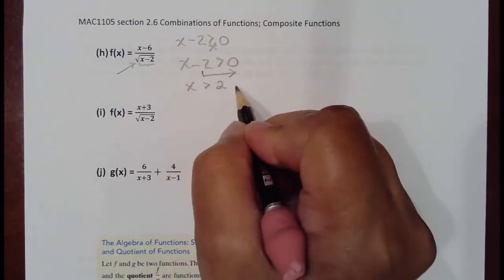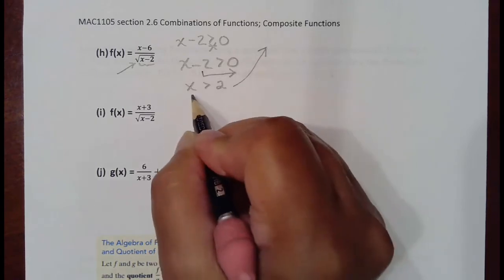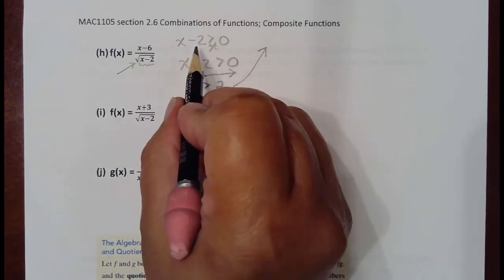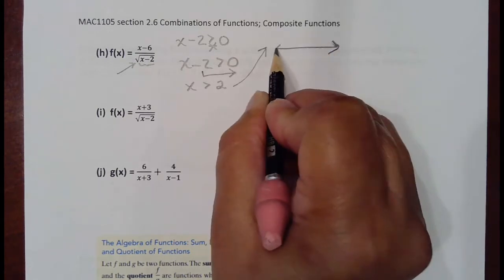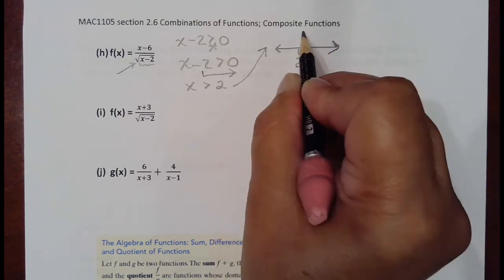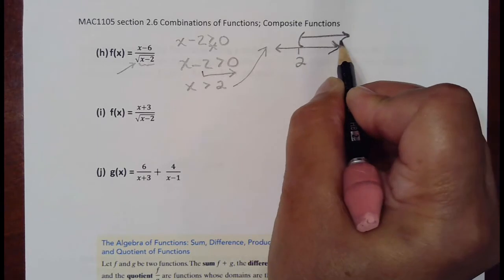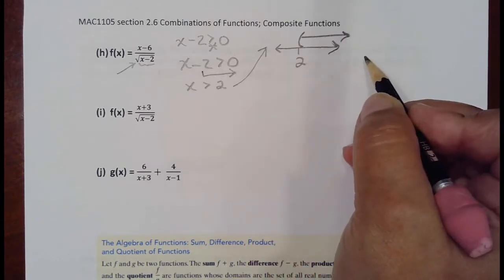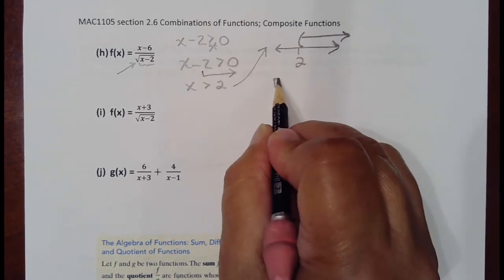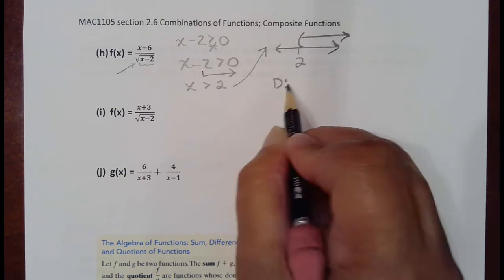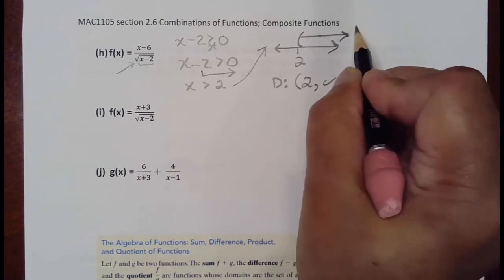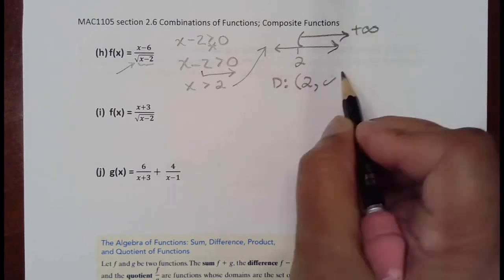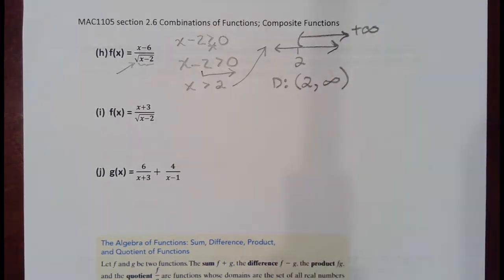Picture of this domain. This is what x is allowed to be. By solving this inequality, you're figuring out what x can be. This says that x can be greater than 2. That is what it looks like on a number line. In interval form, the way we always state our domain, it would be 2, infinity, with a parenthesis on the 2. That arrow means you're going off to any value in positive infinity.